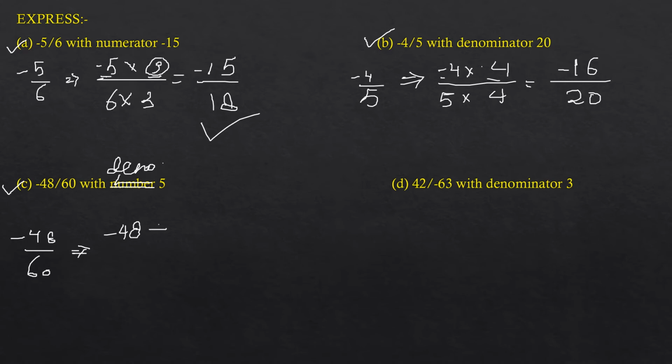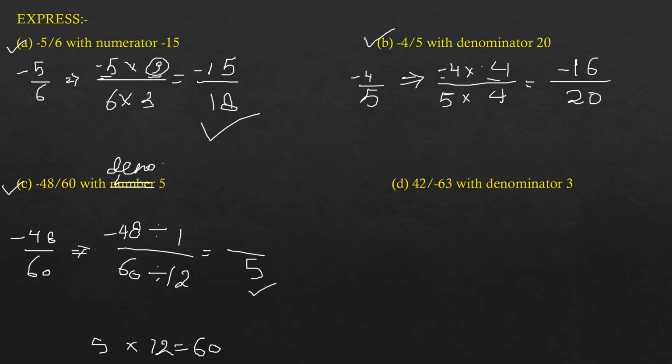Alright, if we use division here, what should be divided by which number? 60 should be divided by what to get 5? Okay, if we know what to multiply by 5 to get 60, then we know which number can divide 60 to get 5. So 5 should be multiplied by 12 to get 60. Therefore 60 should be divided by 12 to get 5.